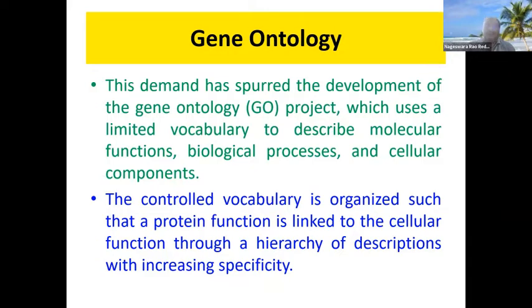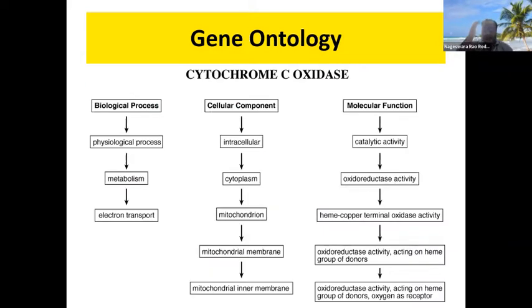So you can see an example of gene ontology for one thing. Take cytochrome oxidase. I think you might have learned about cytochrome oxidase. It is one of the important components participating in electron transport. So you can easily understand what that is. So coming to cytochrome C oxidase, the biological process, it is the first hierarchy. It's actually a physiological process.